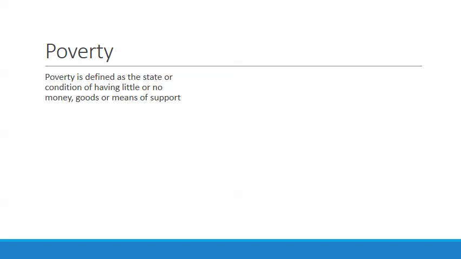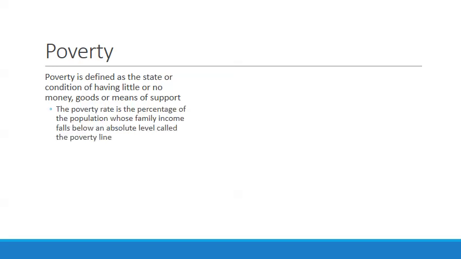Okay, so let's begin by defining poverty. Poverty is defined as the state or condition of having little or no money, goods, or means of support. Now, that's kind of an ambiguous definition because it's the state or condition of. And so what we have to do is qualify that by placing a line, as to say, okay, this is what it means to have little or no money.